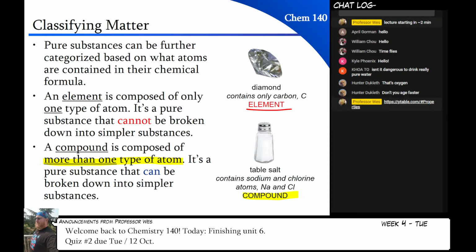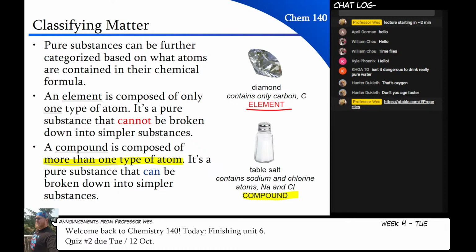So compounds contain repeating substances, but those substances themselves contain two or more atoms. For example, water would be a compound. It would be H2O. You have a molecule that contains an O and two H's, and then you copy and paste that molecule over and over and over to make the substance. I'm going to show you a picture of what that looks like at the molecular level at the end of this discussion.